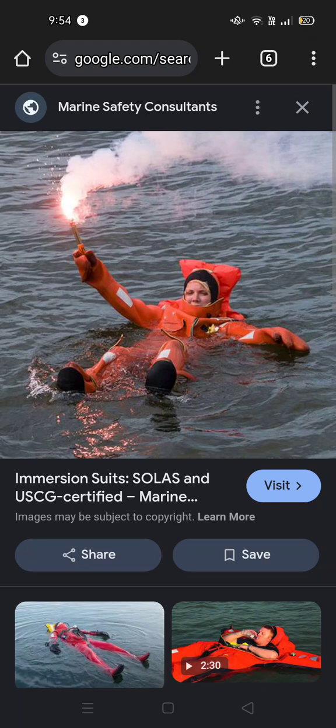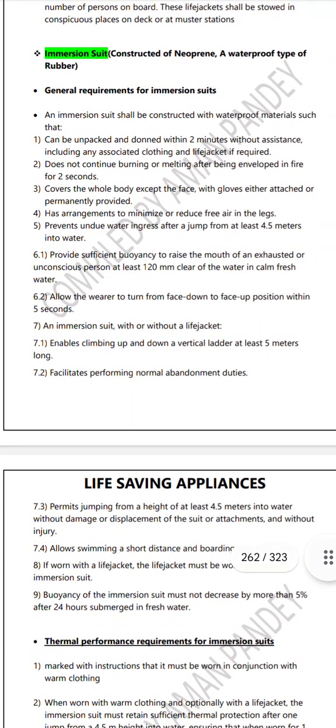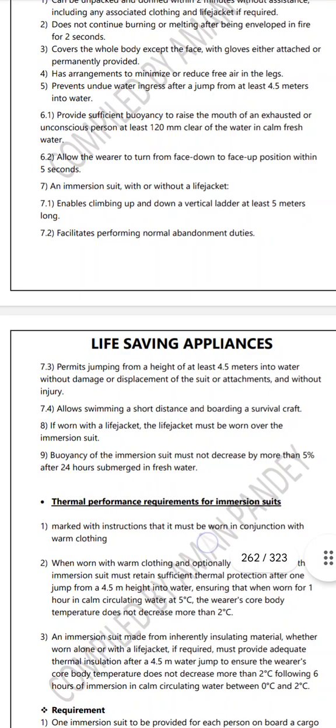The temperature should not fall by more than 2 degrees Celsius in calm water. And after wearing it, the temperature should not fall by more than 2 degrees Celsius. So as you can see, I have discussed almost every part of it, and the only thing I missed is that the buoyancy of the suit should not decrease by 5%.